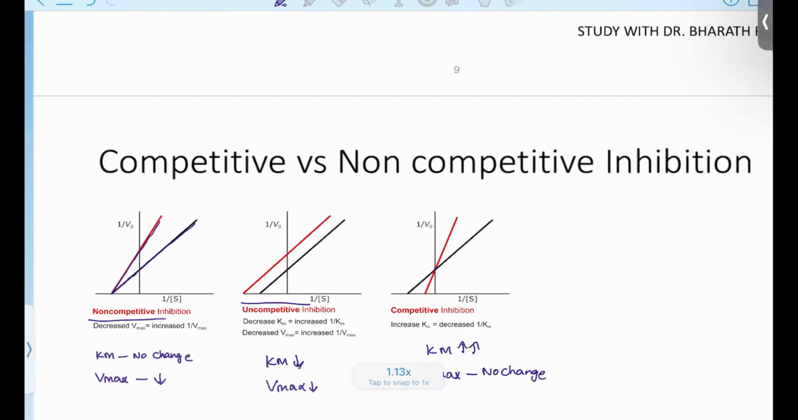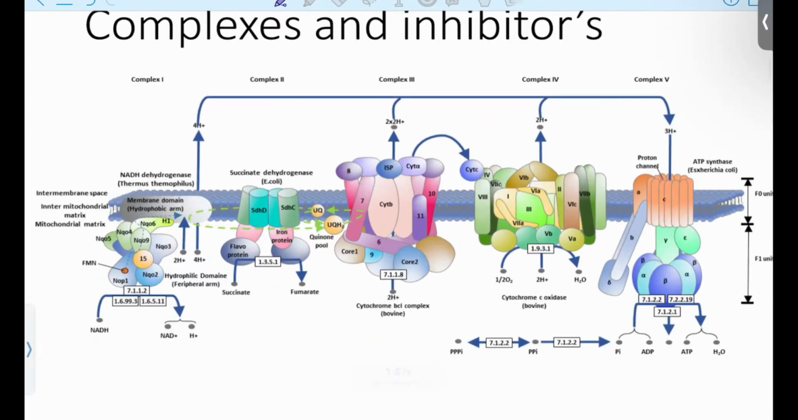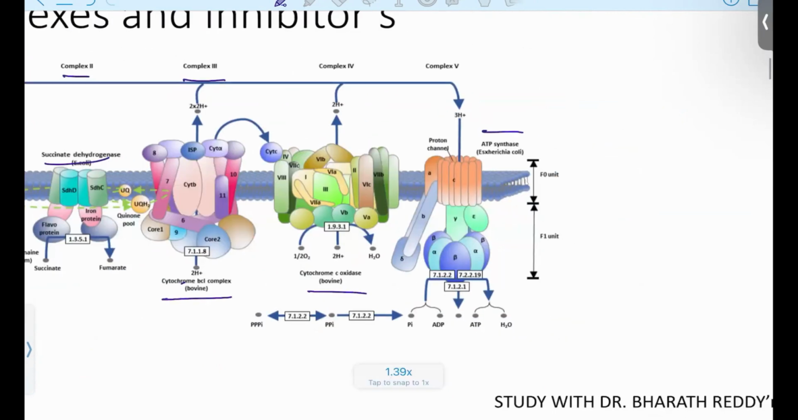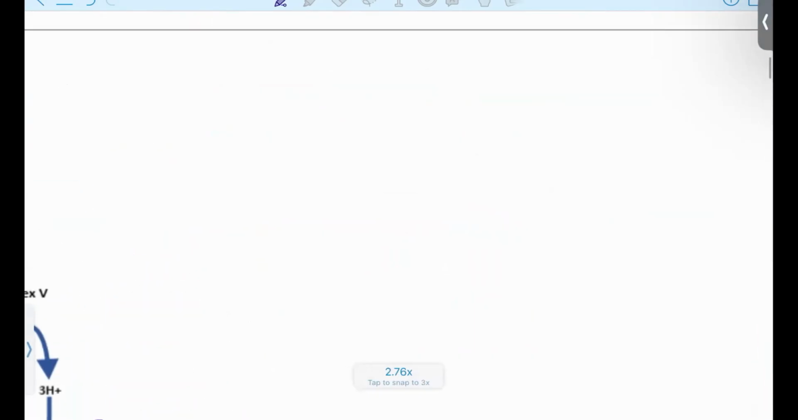Next one, oxidative phosphorylation and its complexes. Here you can see complex 1, then succinate dehydrogenase is complex 2, and complex 3 has the cytochrome C complex, and then complex 4 has the cytochrome C oxidase. Complex 5 is your proton pump and ATP synthase, and ultimately they produce ATP. But there is a chance the inhibitors will be present.